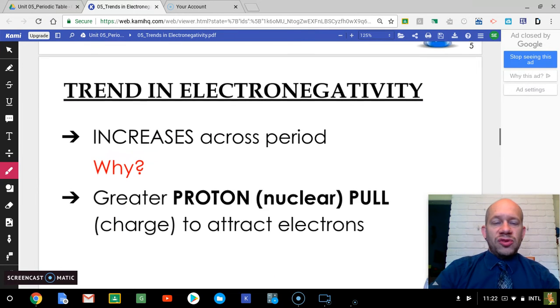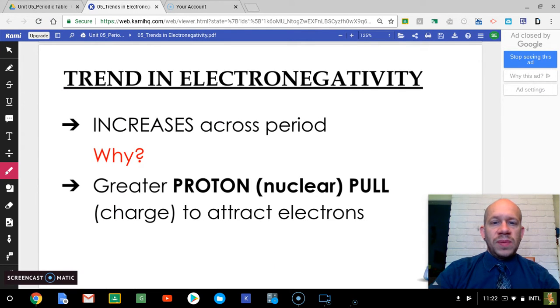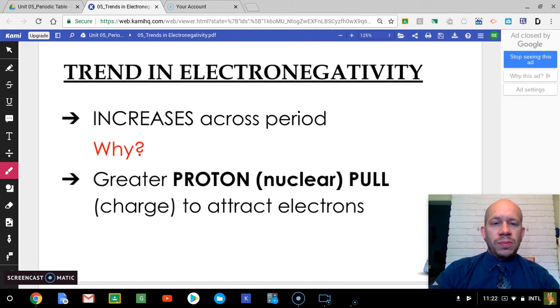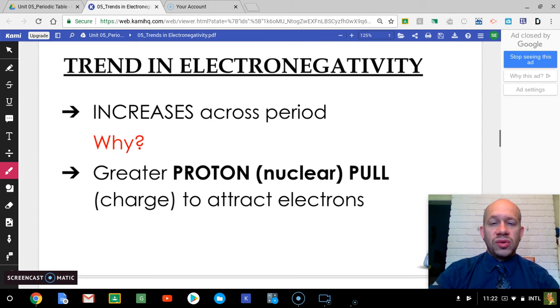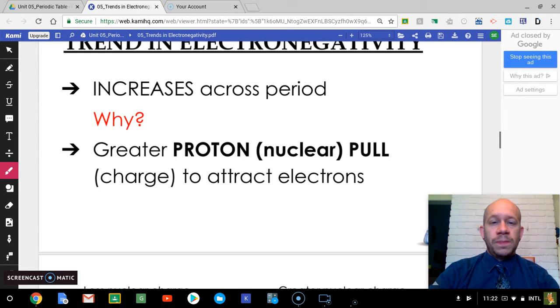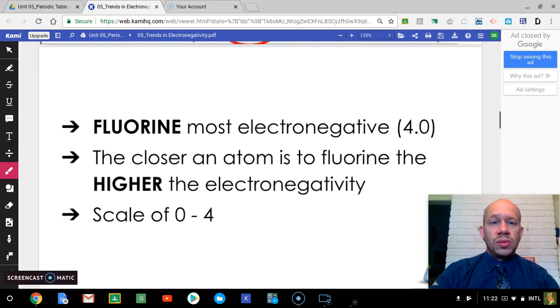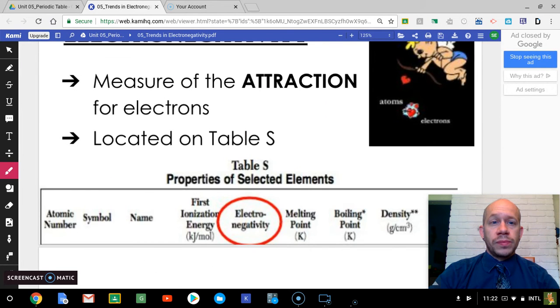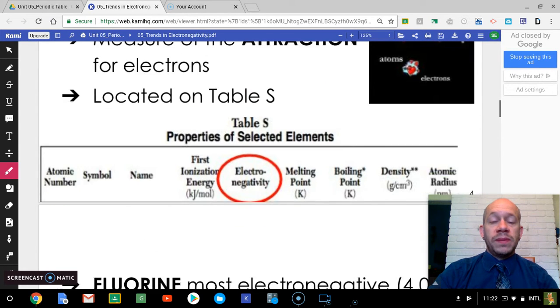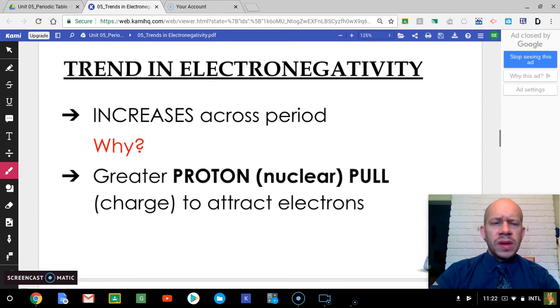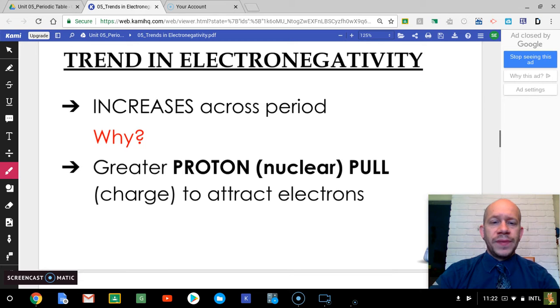The trend in electronegativity increases across a period because there is a greater proton pull or attraction to electrons. So if I have a greater pull on those electrons, I'm going to be more attracted to them. So the electronegativity really has to do with the attraction for electrons in another atom.